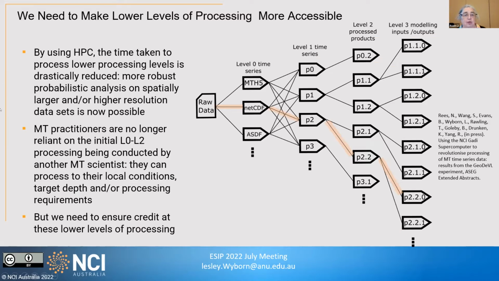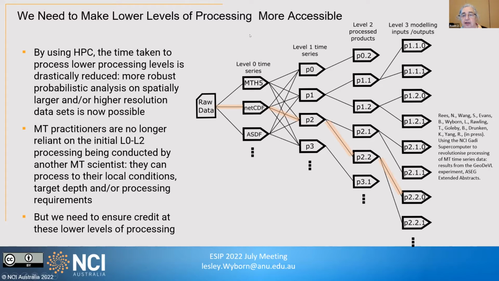And so what we've done is we've drastically reduced this time. More probabilistic analysis on spatially larger, higher resolution data sets is more possible. People can explore more parameters. And if you're a practitioner, you're no longer reliant on whatever the owner of the data gives you as the interpretation of the level 2 project. You can get in and do your own thing, do your own local conditions and get a better scientific product.